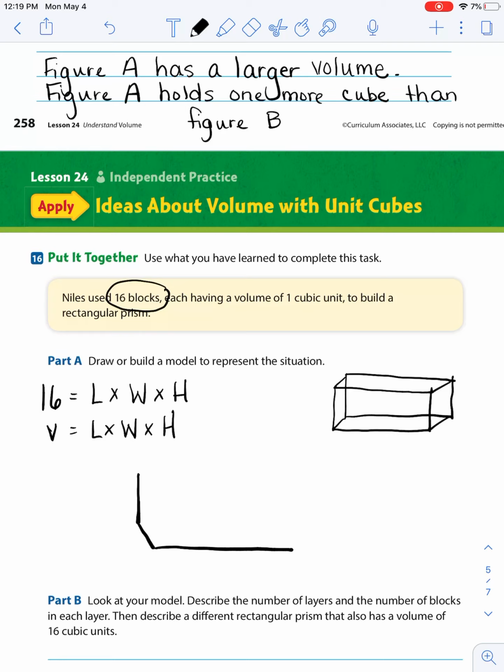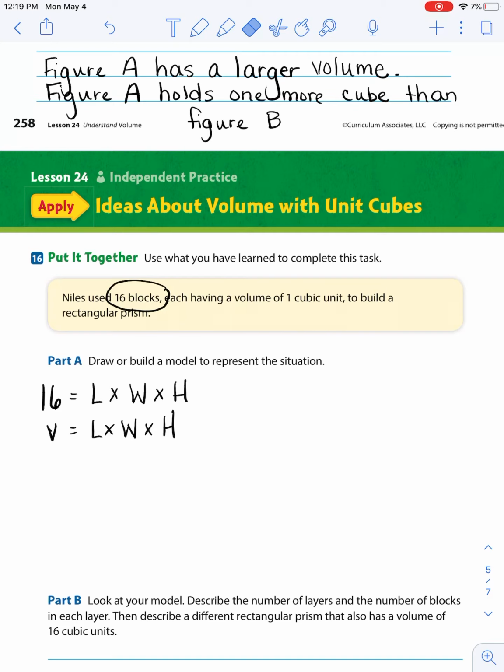Okay? So think of all the things that you can make that would multiply up to be 16, and it can't be two numbers. Can't just be two numbers because we have 3 dimensions. So I know that 2 times 8 equals 16. So I could do a 2 times 8 times 1. I know that 4 times 4 equals 16. So I could do a 4 by 4 by 1.